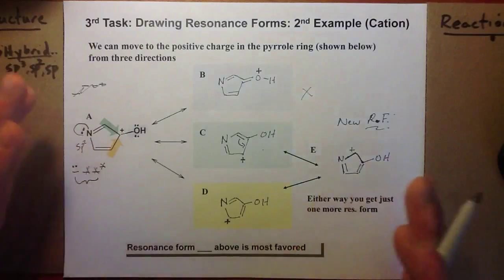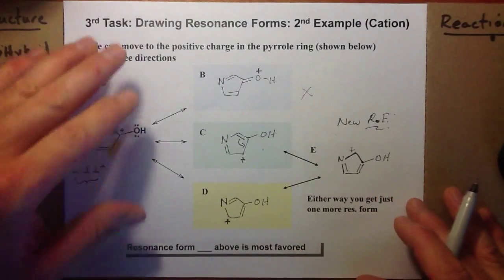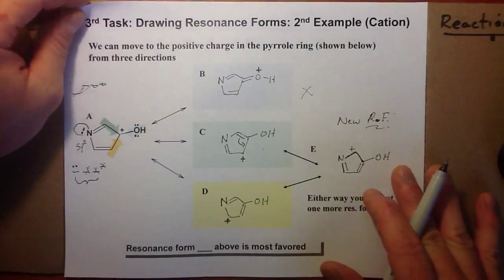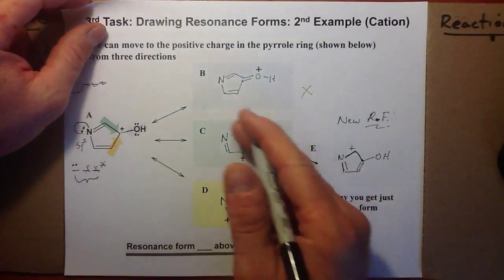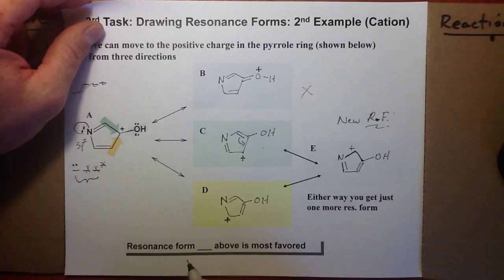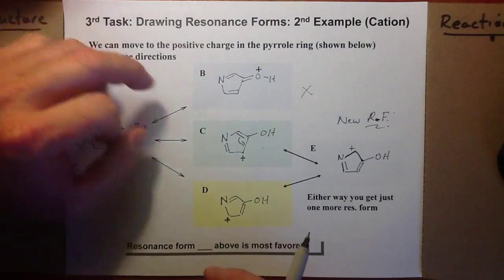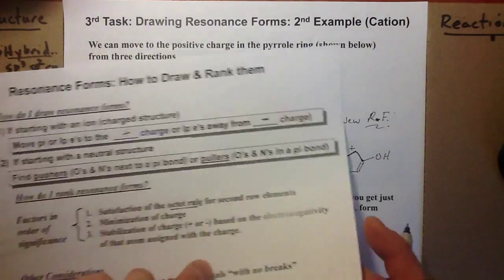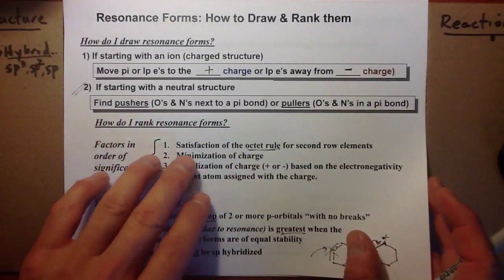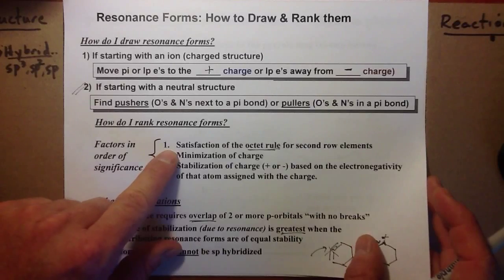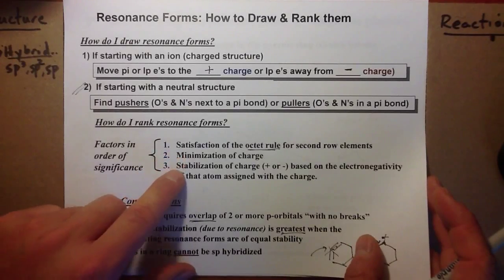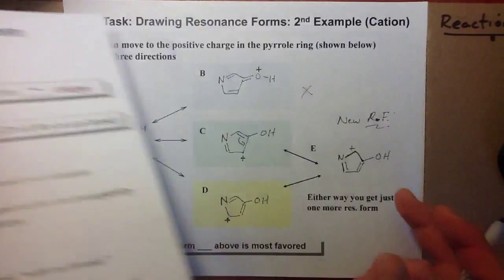So again, how do you know when to stop? You just keep drawing resonance forms until you notice you're just repeating yourself, and that's how you know to stop. So how do we know which one of these is most contributing to the hybrid? If you go back to that page on our recording discussing resonance forms and how you consider their contributions, it was satisfaction of octet rule, minimization of charge, and stabilization of charge.